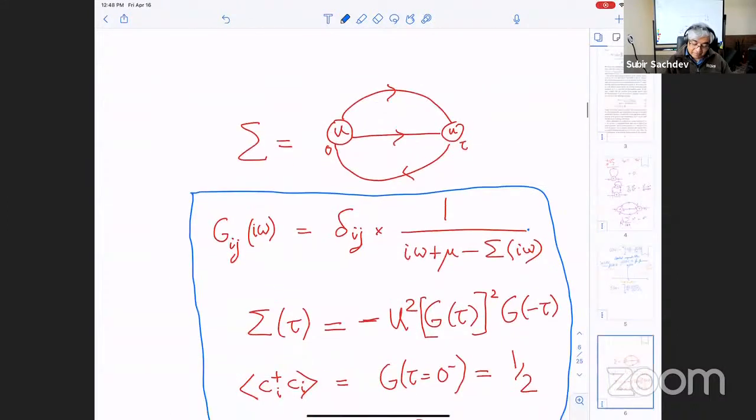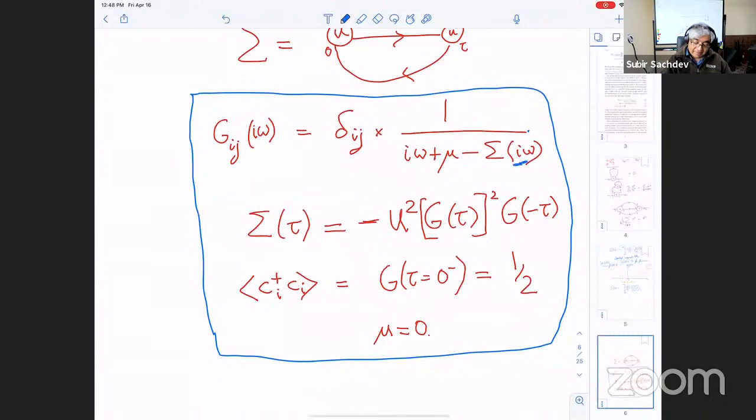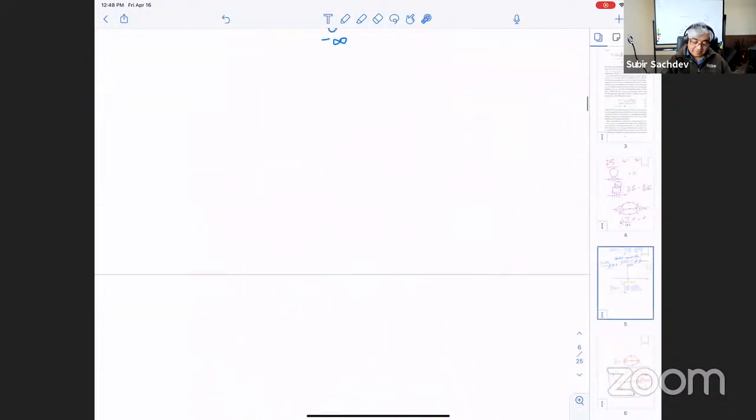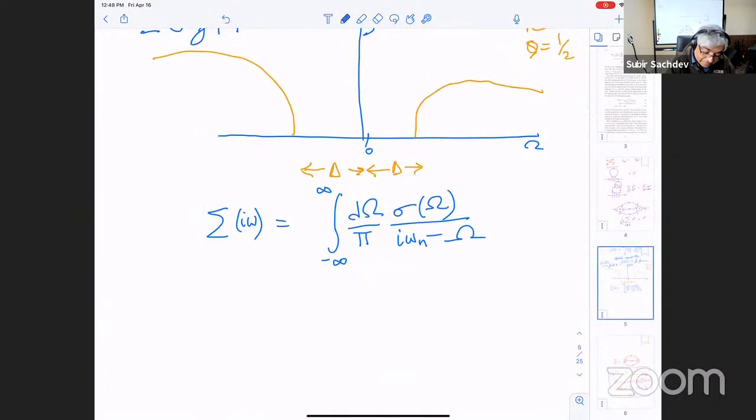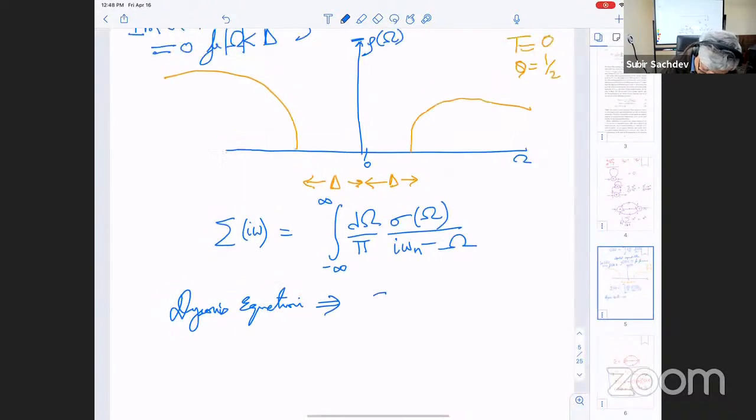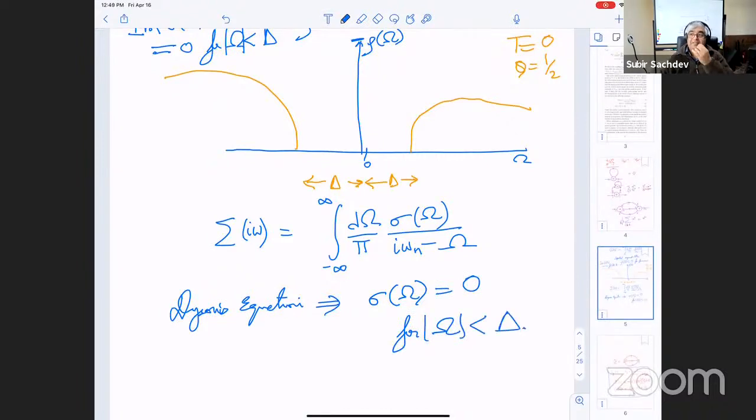Okay. So if I put i omega equals capital omega here, what I see is that if the imaginary part of G is zero, then the imaginary part of sigma also has to be zero, because everything else is real. If I had some imaginary part here, I'd get an imaginary part when I take the imaginary part of this, and that will be non-zero. So therefore, I conclude just from Dyson's equation that sigma of omega also must be zero for omega less than delta, if they satisfy these equations.